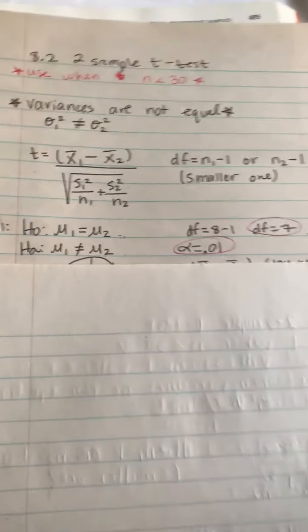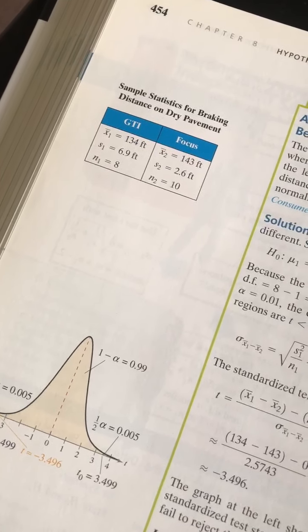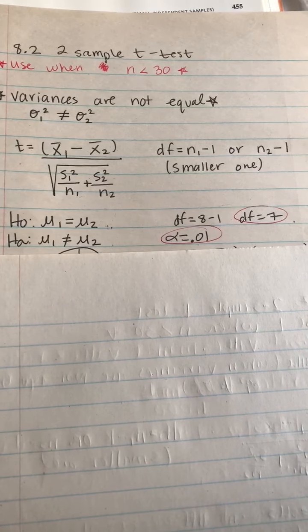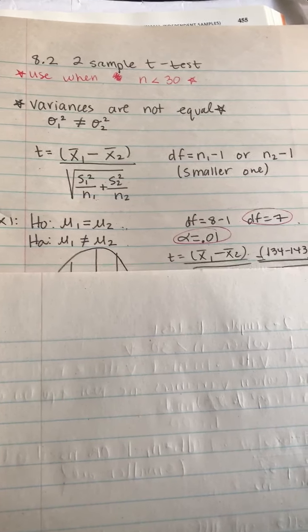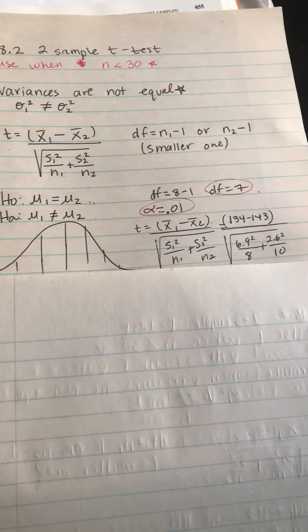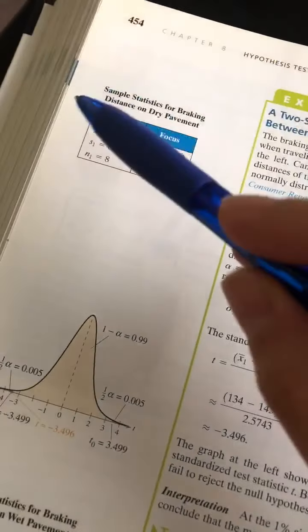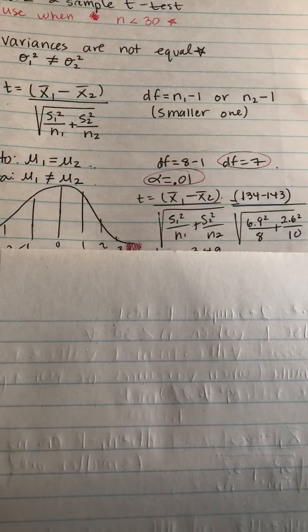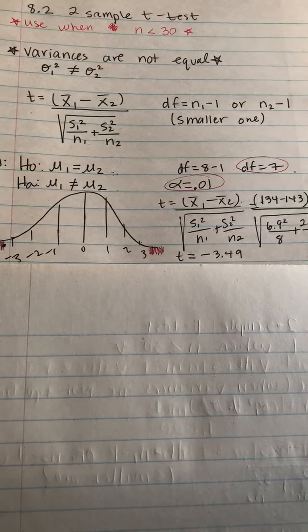And then the degrees of freedom is the smaller n. So if we look at the n's, which one's smaller, 8 or 10? 8. So the degrees of freedom will be 8 minus 1, which is 7. The problem says to use a significance level of 0.01. And then from there, we put everything in the formula. So you get all the information. It's given to you. It's here, so you take that, you put it in the formula, and then you use your calculator. You put everything in, and you calculate t.